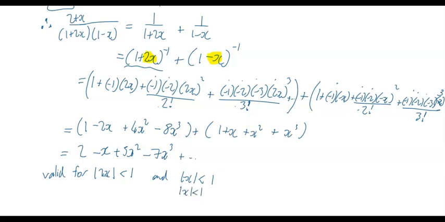We'll sort this one out then. You can divide across by 2, and you'll get modulus of x is less than a half. Okay, you have to say which one's more restrictive. So this one says modulus of x is less than 1, and this one says modulus of x is less than a half. So this one is more restrictive. So it's valid for modulus of x less than a half.